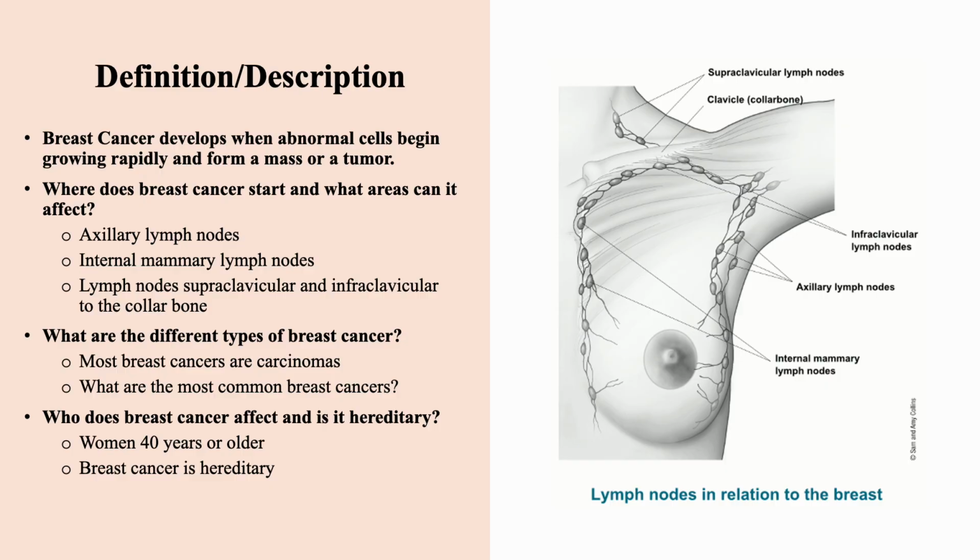I also asked myself another question: what are the different types of breast cancer? Most breast cancers are actually carcinomas, which means that they are a type of cancer that forms in the epithelial tissue. The most common types of breast cancer are invasive or infiltrating ductal carcinoma, also known as IDC, lobular breast cancer, and also ductal carcinoma in situ, otherwise known as DCIS.